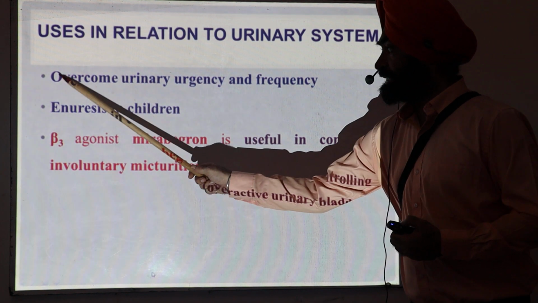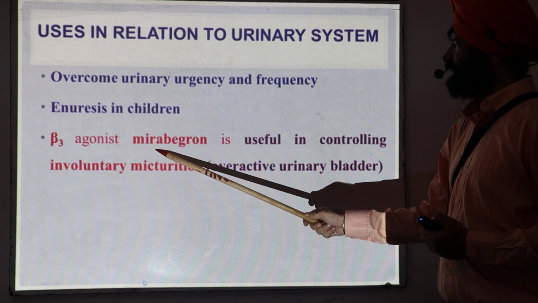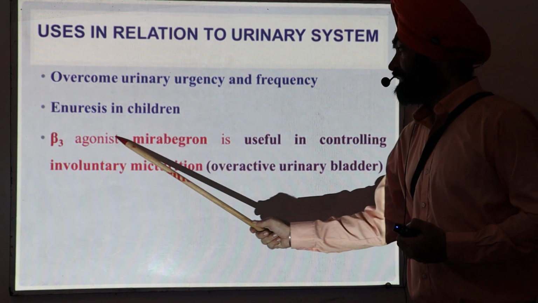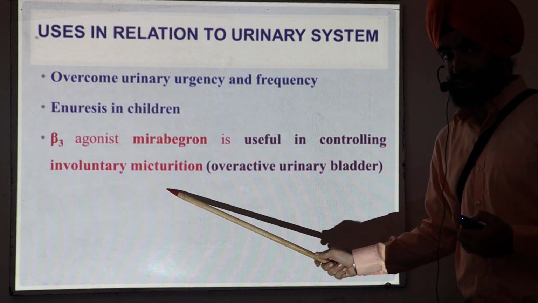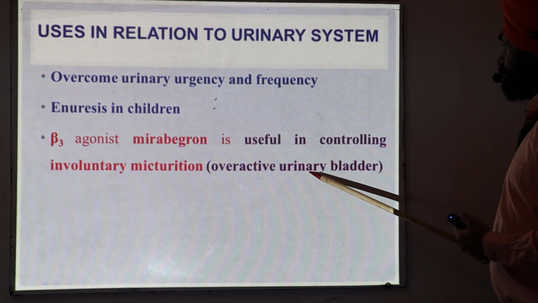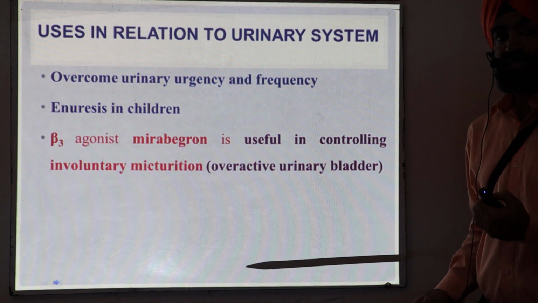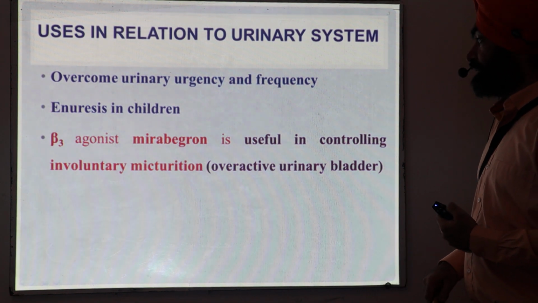In these conditions, we can use a beta 3 agonist to control involuntary micturition. Involuntary means you are not able to control the micturition, a condition called overactive urinary bladder. When the urinary bladder is hyperactive, urination takes place automatically, so you can use the beta 3 agonist.